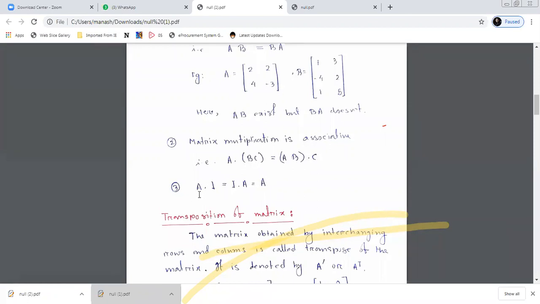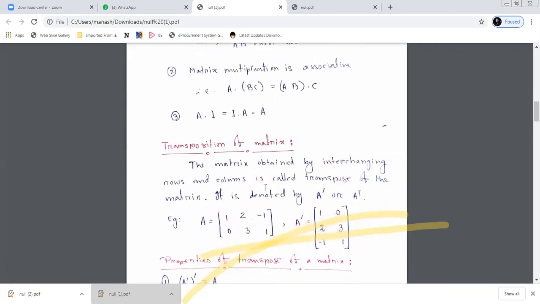So next one is A into I equal to I into A equal to A. That means if you multiply any matrix with the identity matrix, the result will always be the same matrix. Okay, always remember these things. If you multiply any matrix with the identity matrix, the result will always be the same matrix. Here A into I or I into A, it will always be A.